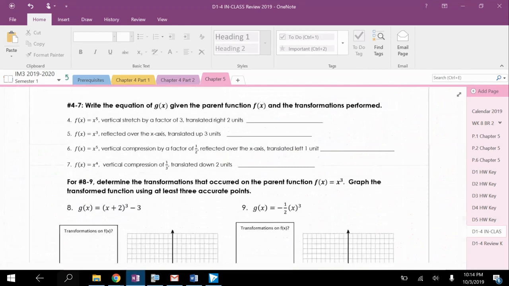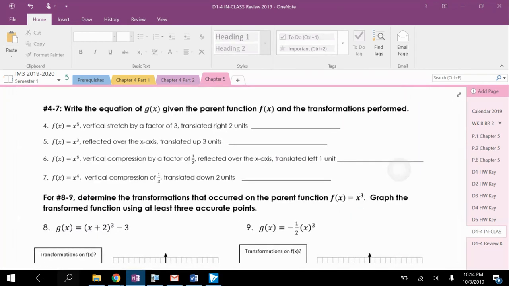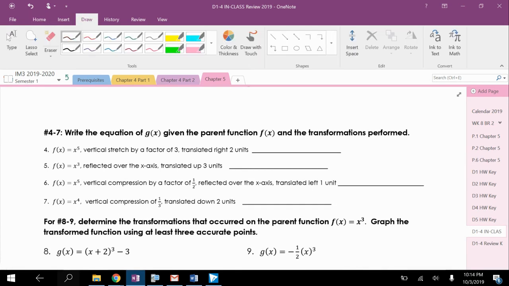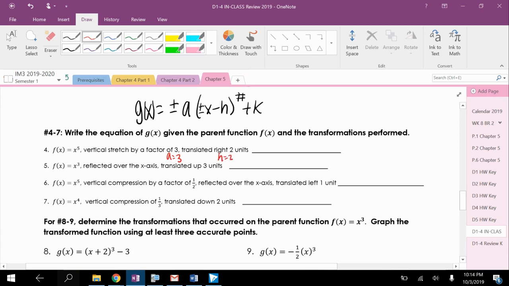All right, this next part. Write the equation given the parent function and transformations. So something to make sure that you write is the actual transformations formula. So g of x is equal to plus or minus a, x minus h, all to some number, plus k, and I'm going to put a plus or minus here. That's where the reflection over the y-axis comes in. So stretching by a factor of 3 is going to be your a value. Translated right 2 is your h value.